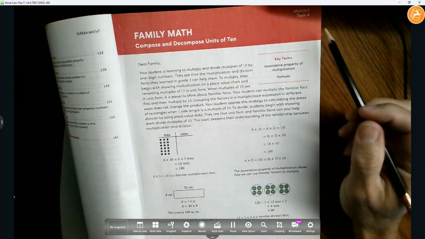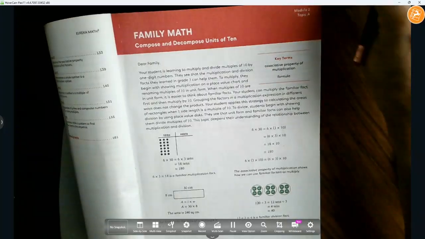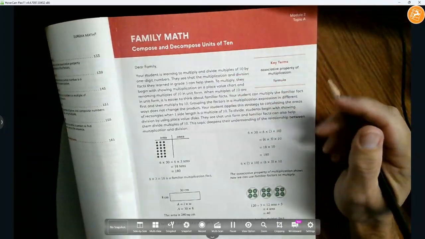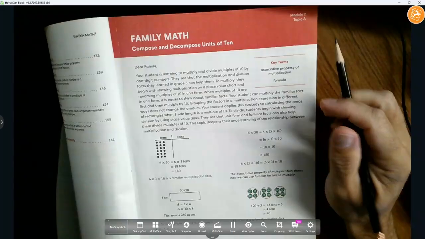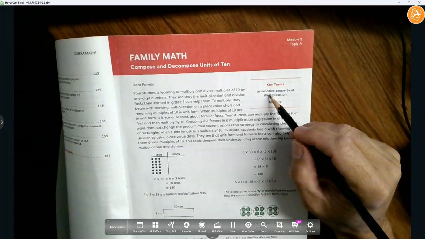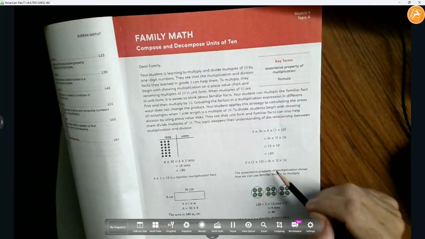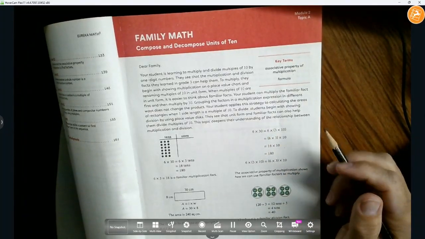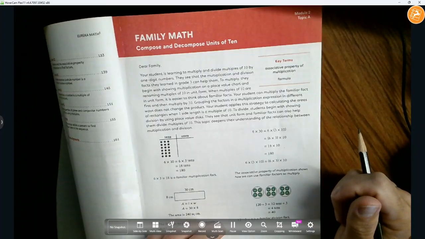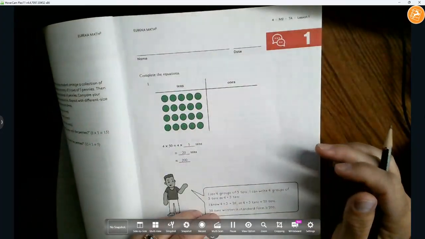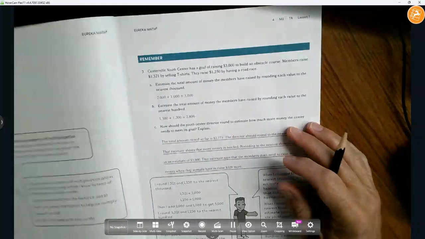We're going to do module 2. We're starting topic A. This is our new math book we're starting. Remember today, one of our big things we focused on was the associative property of multiplication, right? We talk about it here. It's just how we break stuff apart or how we decompose. Okay, so let's look at tonight's homework assignment, which is on page number 9.